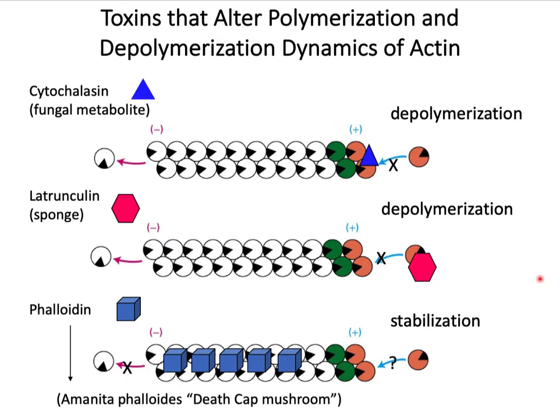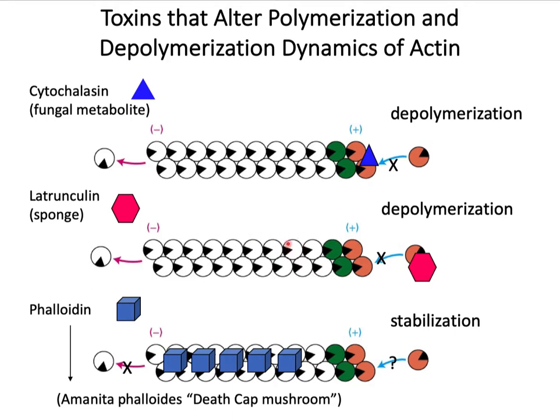Another interesting toxin or small molecule that you can use in a similar experiment is known as latrunculin. It is a metabolite from a species of marine sponge, and it also causes depolymerization of actin. So if you treat the cells with latrunculin, in time you lose all of your filamentous actin. Its mode of action is a little bit different than cytochalasin.